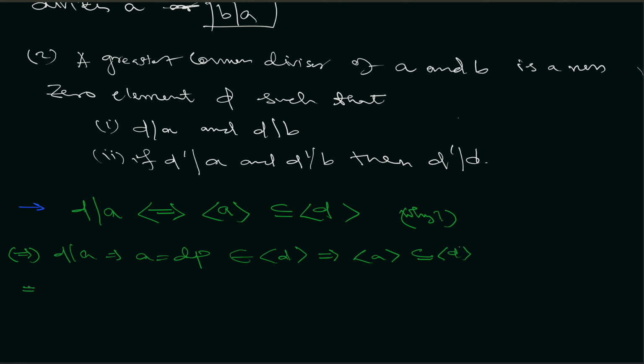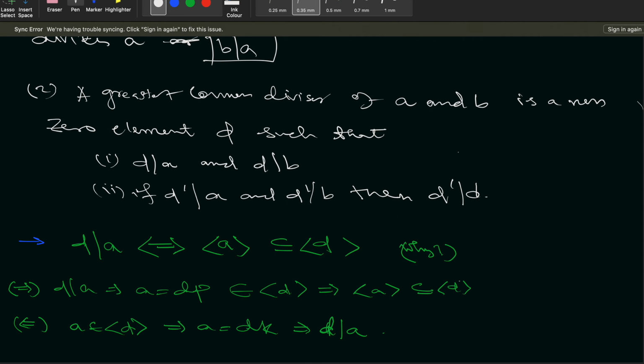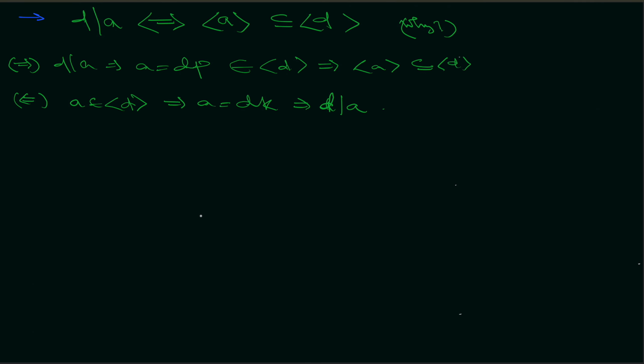And the reverse side: suppose A is an element of the ideal generated by D. This implies that A equals D times k. This implies that D divides A. A simple observation, simple manipulation. These are some definitions.